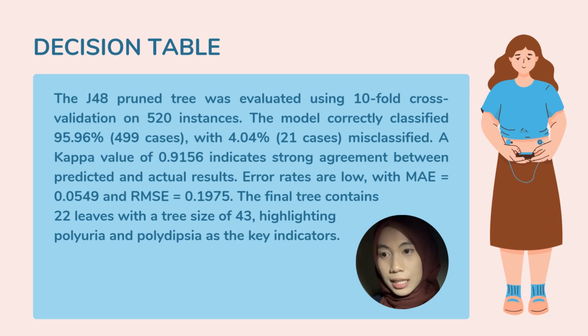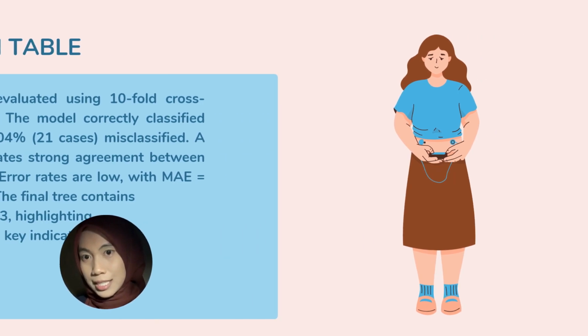In addition, the error rates are low, with a mean absolute error of 0.0549 and a root mean squared error of 0.1975, showing that the model performed accurately. The final decision tree contains 22 leaf nodes with a tree size of 43, highlighting polyuria and polydipsia as the key indicators for early diabetes risk classification.